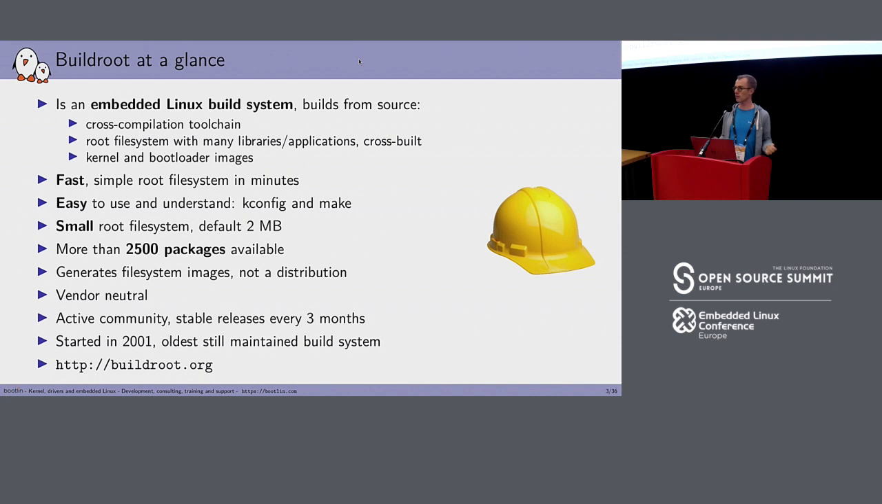It's a vendor-neutral project. There's no single commercial company behind it. It's really a bunch of open-source people working for different companies, services companies or product makers or hardware makers who get together and create and improve that build system. The community is very active. We're going to see that in the next slides. We have stable releases every 3 months. It was started in 2001, and I think it makes it the oldest maintained build system. I'm not exactly sure, of course, but it's probably among the ones that exist today, the one that has been around for the longest. So that's pretty much what Buildroot is in the 2 minute summary.